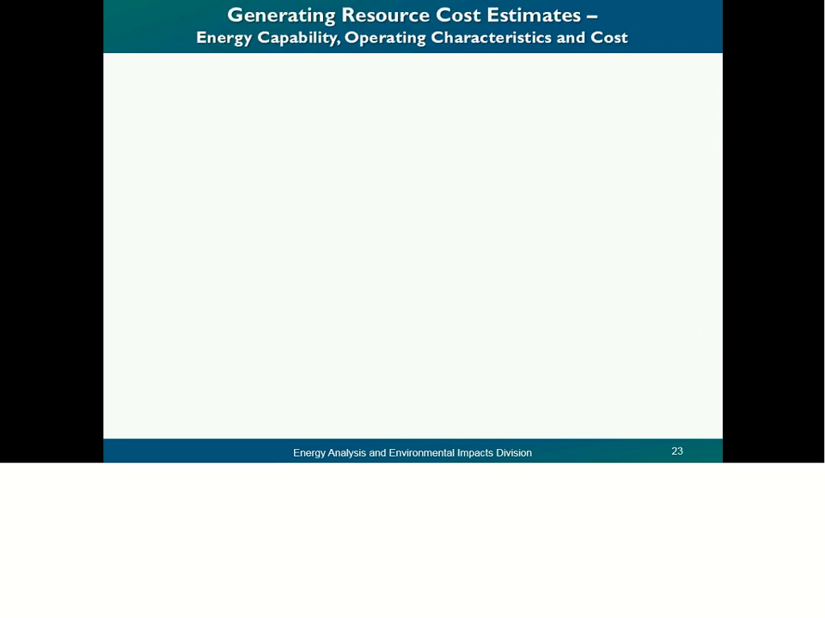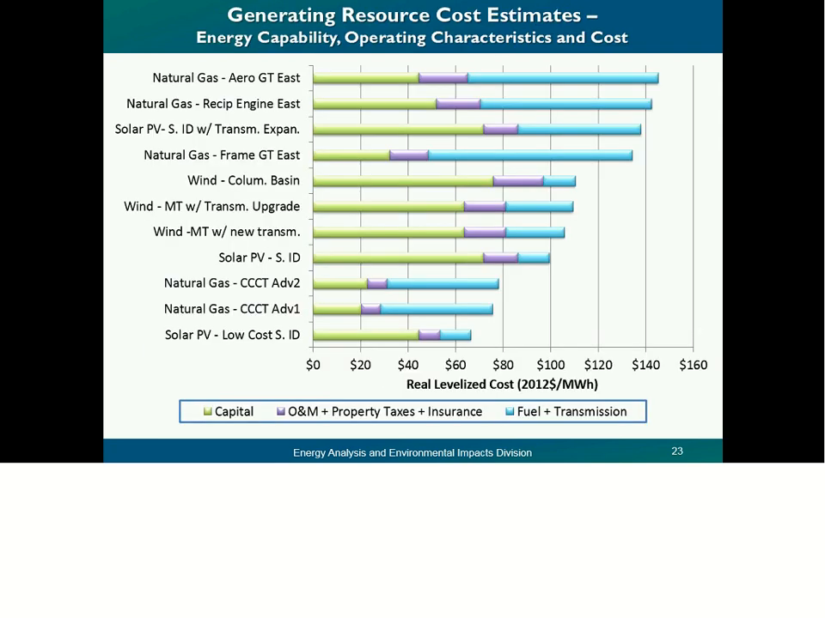Generating resource costs. So we've got a variety of generating resources that we looked at for the 7th plan, racked up from low cost to high cost. Their capital costs, their O&M, property taxes, insurance, and fuel and transmission costs in little bars, and you can see each one has a little bit different relationship to one another. This is for energy generating capability. And so you've got natural gas generation, and a combined cycle generator on the east side of where we have better access to natural gas, the most expensive.